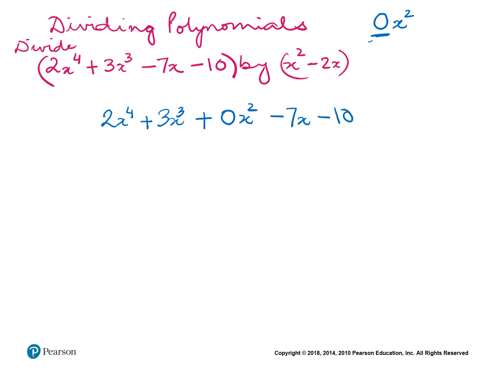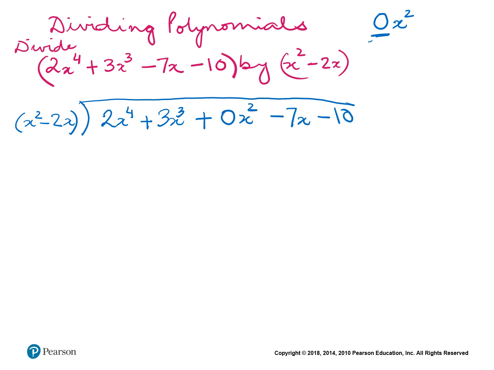All right, and then let's put the long division sign, and we write the divisor x squared minus 2x on the left side of the sign. Right, now we can continue with the long division process.